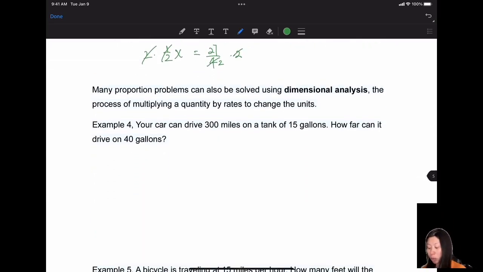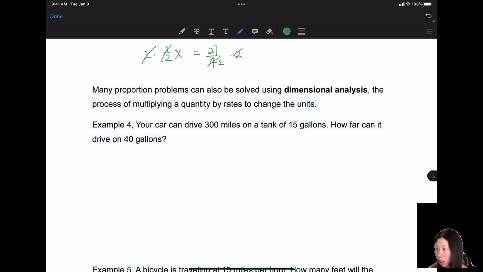So many proportion problems can also be solved using dimensional analysis, the process of multiplying a quantity by ratios to change the units. So now let's take a look at this one. Your car can drive 300 miles on a tank of 15 gallons. How far can it drive on 40 gallons?